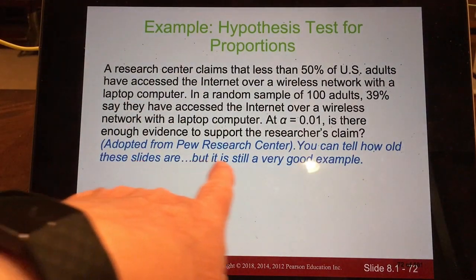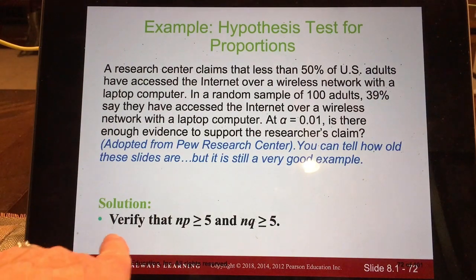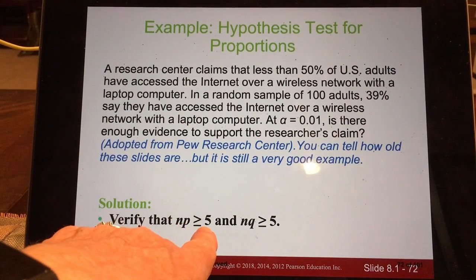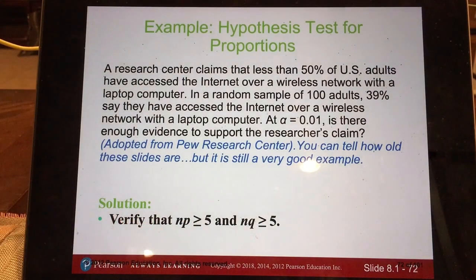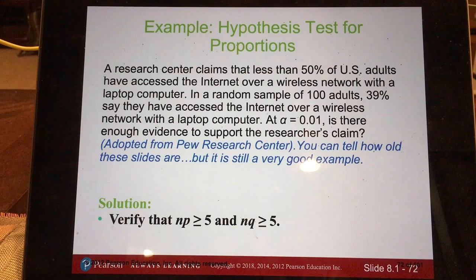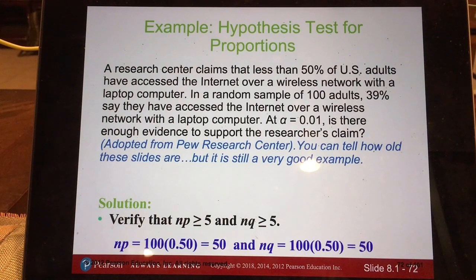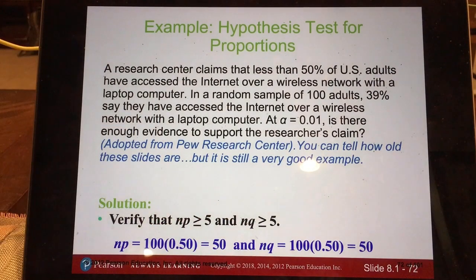So, you can tell these slides are old. We verify first that NP is greater than or equal to 5. When we verify these, then we can use the standard normal distribution. So we have to verify that we have a large enough sample N to be able to use the standard normal. We have to meet our qualifications, and here we do, because it has to be greater than 5 and it's 50.